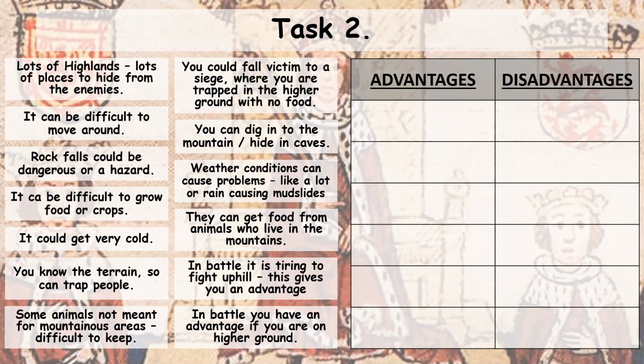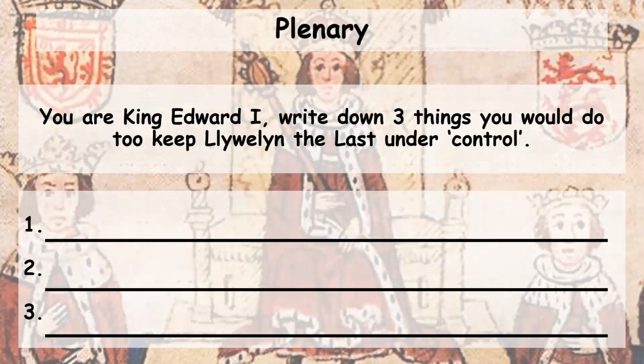You should be back now from finishing those tasks. Finally, as a plenary, I want you to pretend you are King Edward I, and write down 3 things that you would do to keep Llywelyn the Last under control. Llywelyn is loyal to you, but he doesn't really like you and didn't like your dad. King Edward I has now come in charge of England, become king, and he wants to take over Wales. What would you do to keep Llywelyn under control and on your side?